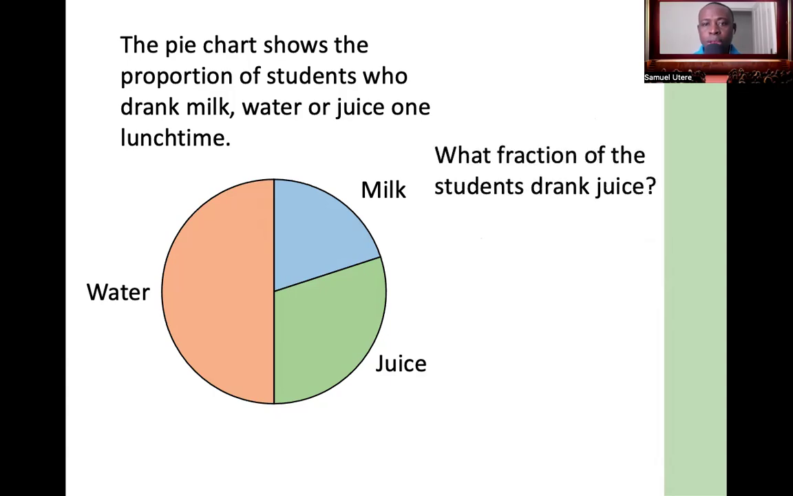But what if we put dots around the circle so that we split the circle into equal parts? Well, you can now say, oh, I know. The part representing juice is split into 3 equal parts, and the circle is split into 10 equal parts. So the proportion of students who drank juice is 3/10.